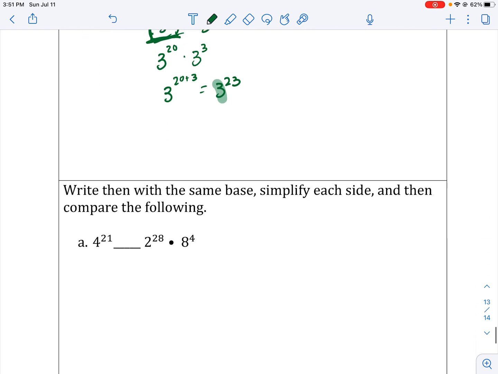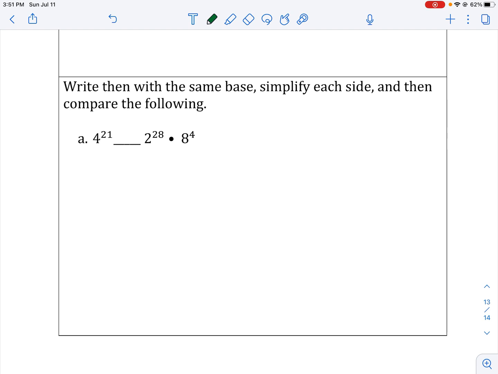We'll try to slow down here a little bit, okay? So I'm going to look at my bases. They are all different. So I am going to look at my smallest base, which is 2. I want to rewrite all of these numbers to have a base of 2. So if I have the number 4 here on the left, how can I rewrite the number 4 to have a base of 2? Well, 2 squared equals 4. So really, all I did here was rewrite 4 as 2 squared.